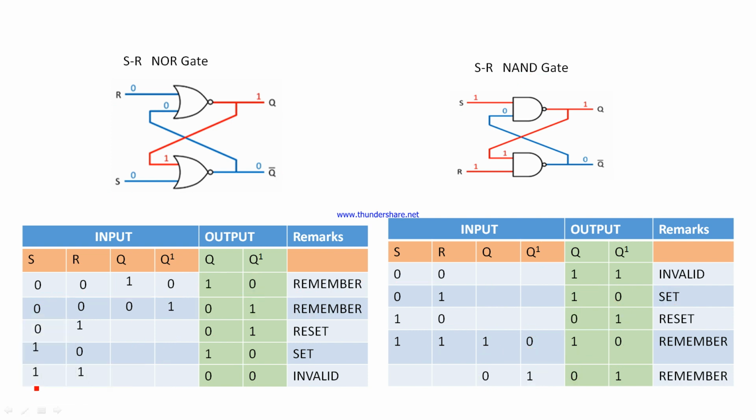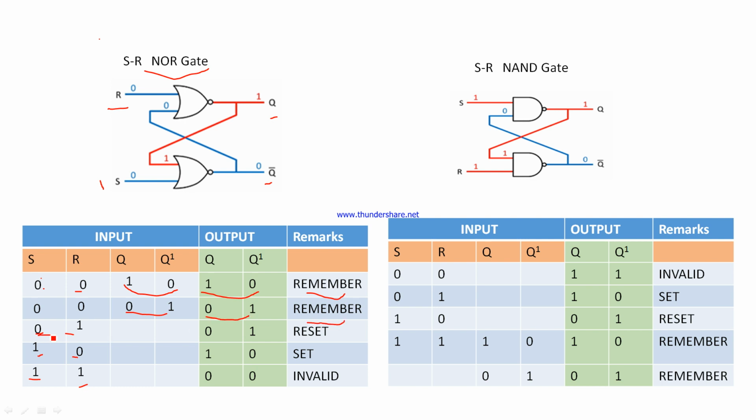Let's do it once again. So what you should remember in the SR NOR gate: we put S below, R here, Q and Q dash. The first thing to remember is we write the combination 0 0, 0 1, 1 0, and 1 1. Now remember, in the SR flip-flop with a NOR gate, you have remember. So whatever you put for Q and Q dash, it will remain the same. Then again, if you put 1, 0, you get 1, 0. If you put 0, 1, you will get 0, 1. So it's called a remember state.